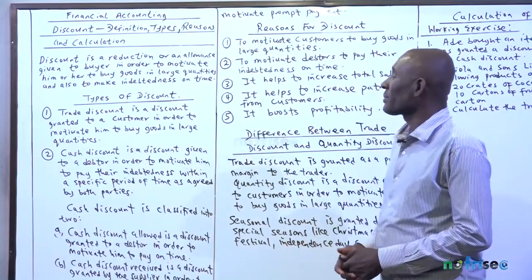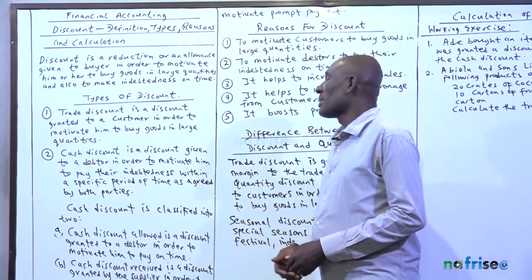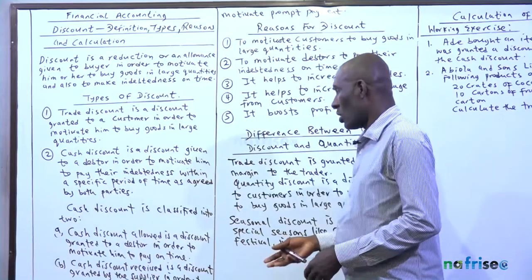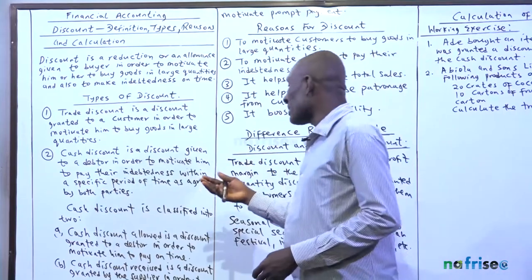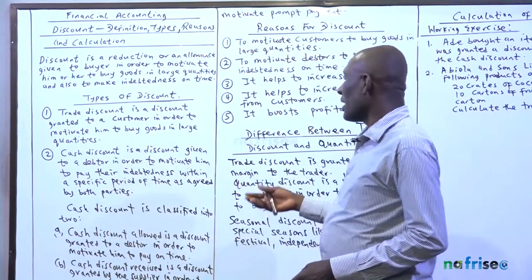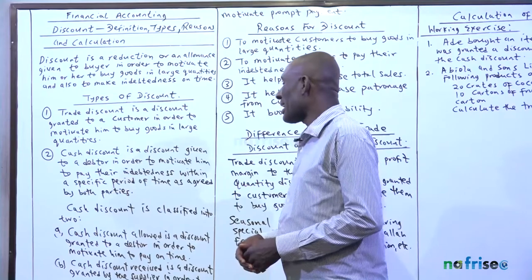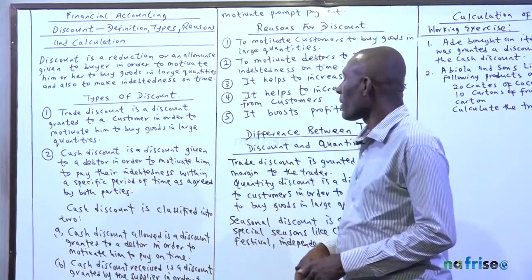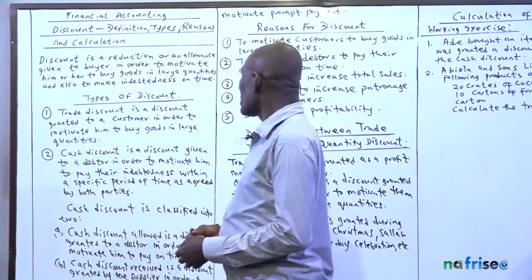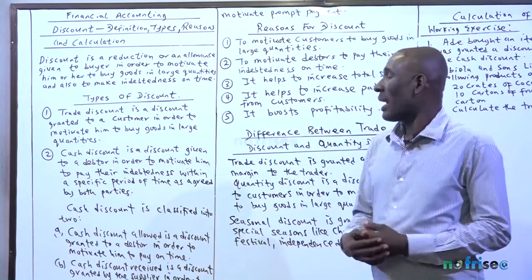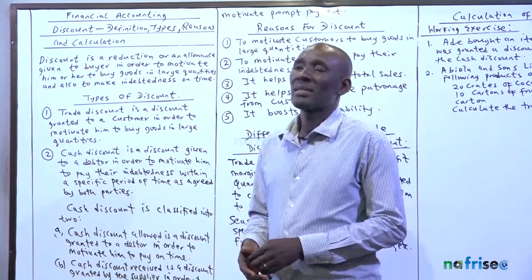Then the next one is cash discount. It's a discount given to a debtor in order to motivate him to pay his indebtedness within a specific period of time as agreed by both parties.